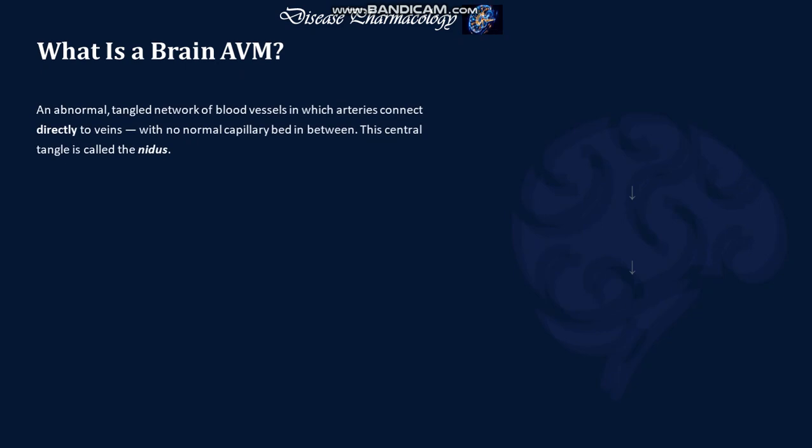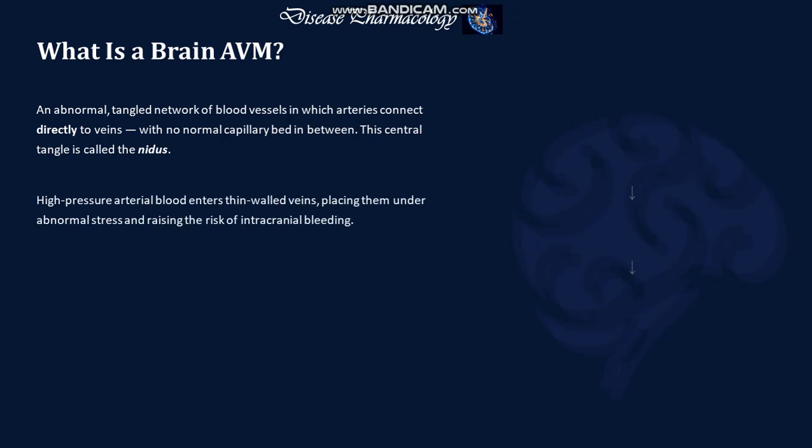The key concept: it's a high flow vascular shunt that can disconnect, irritate, or destroy neuronal networks through hemorrhage. What is a brain AVM? An abnormal tangled network of blood vessels in which arteries connect directly with the veins. High pressure arterial blood enters the thin walled veins, placing them under abnormal stress and raising the risk of intracranial bleeding.